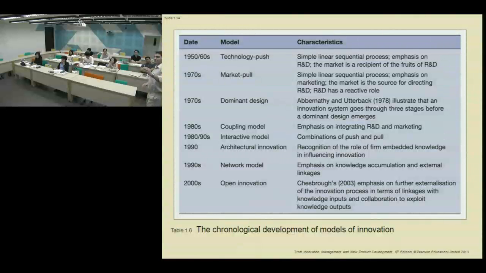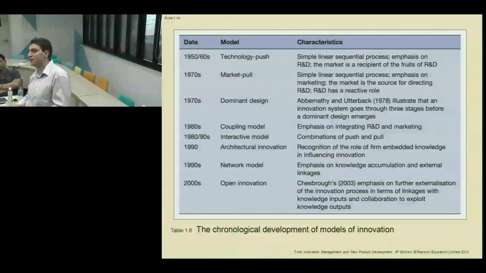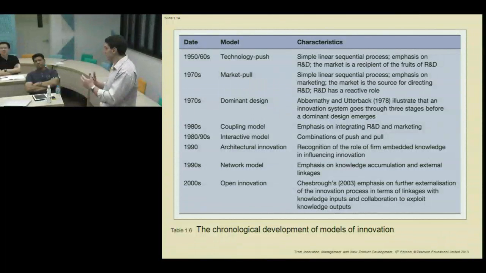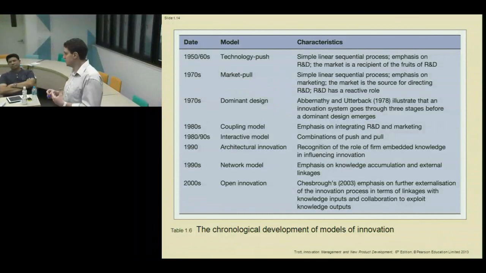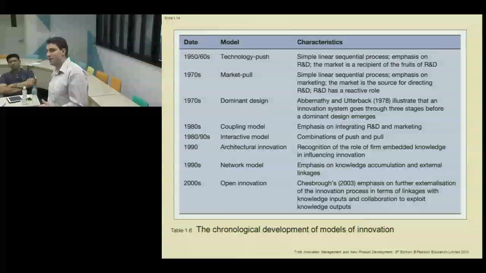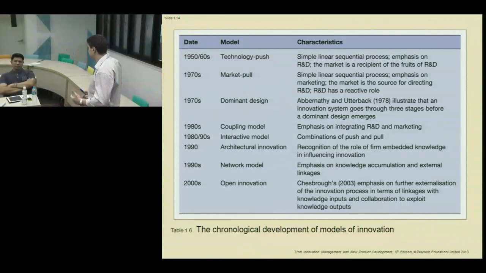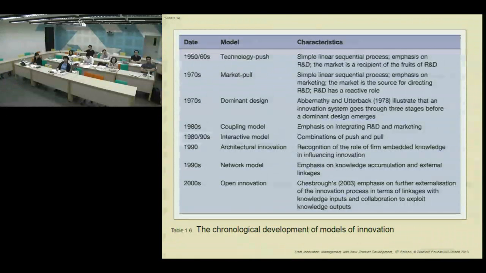And some examples here. In the 50s, we had technology push. We had the industrial revolution. Simple linear sequential processes, not parallel, with emphasis on research and development. And the market back then was the recipient. In fact, consumers back then, because they were not aware of technology, didn't know what to expect. They didn't have the knowledge that we have today, and we push companies to develop.